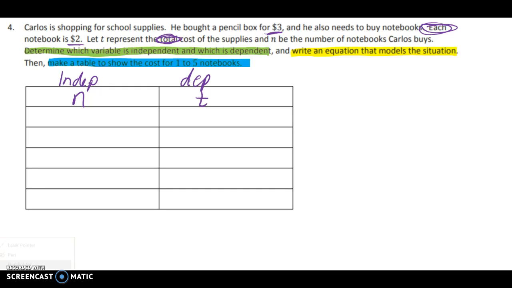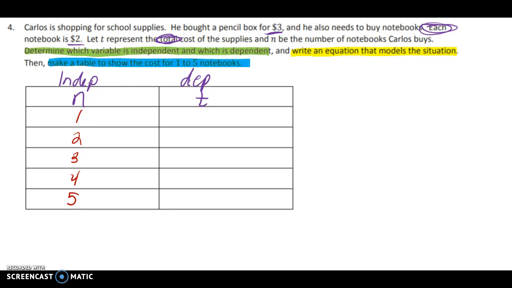Let's quickly go back to our pen. Let's change up the color a little bit here. So we have 1, 2, 3, 4, 5. Those are the number of notebooks. Now, let's go back and build this equation.